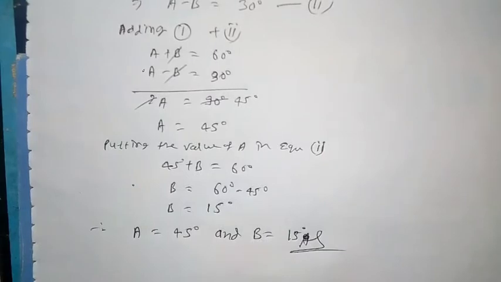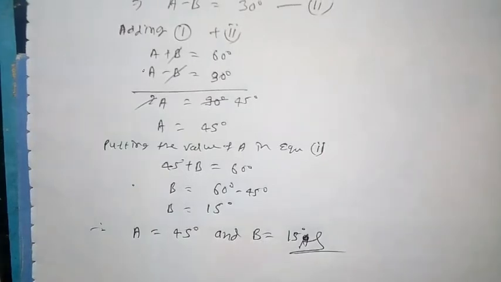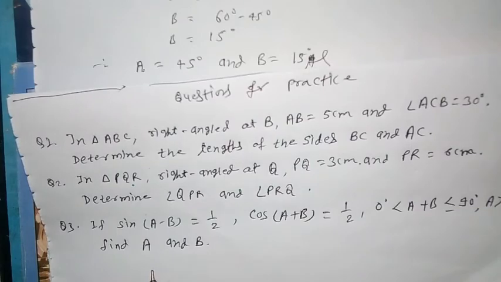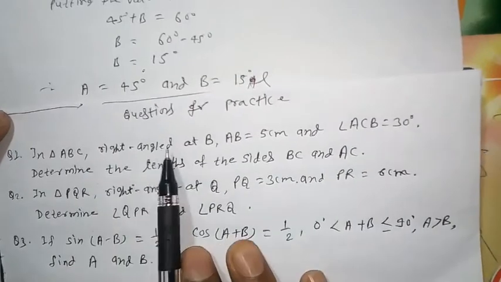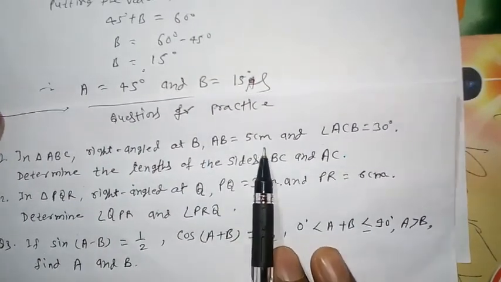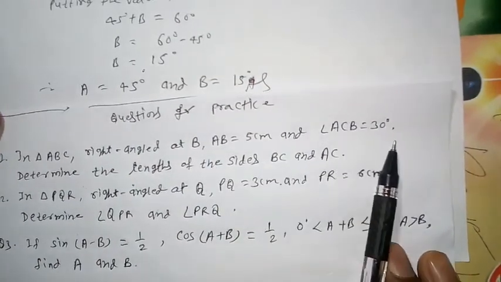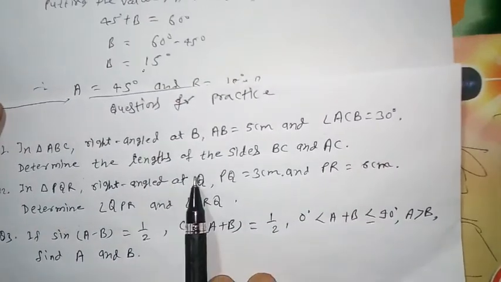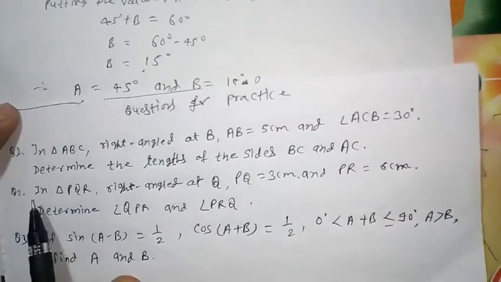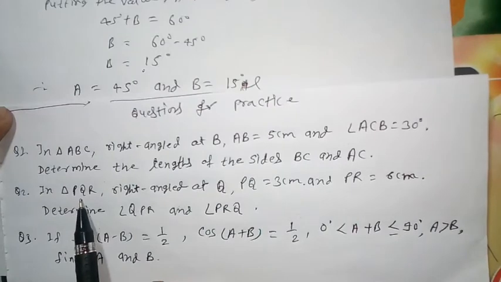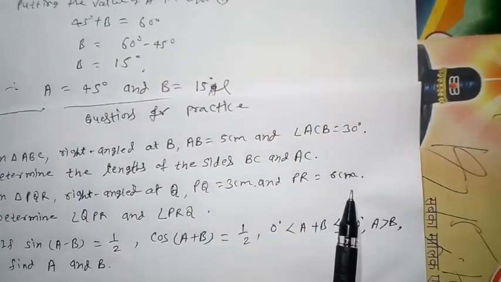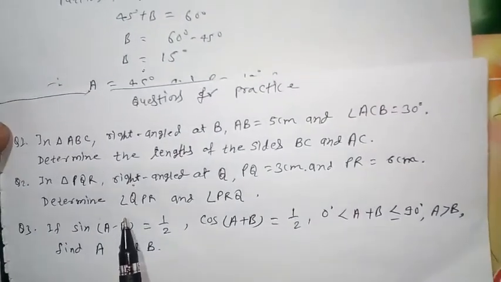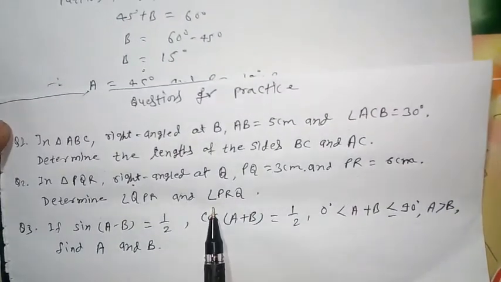Now I am giving you questions for practice. Question for practice. First question. In triangle ABC, right angle at B, AB is equal to 5 cm and angle ACB is equal to 30 degree. Determine the length of the side BC and AC. Question number 2. In triangle PQR, right angle at Q, PQ is equal to 3 cm and PR is equal to 6 cm. Determine angle QPR and angle PRQ.